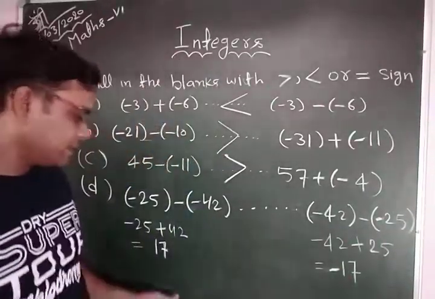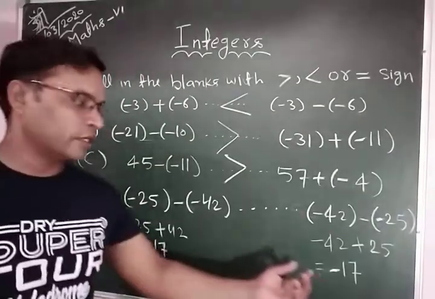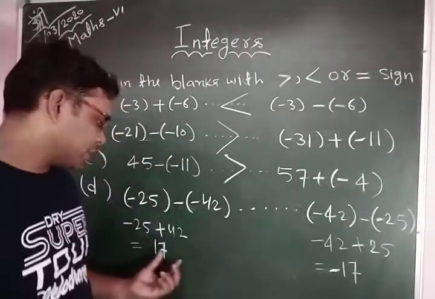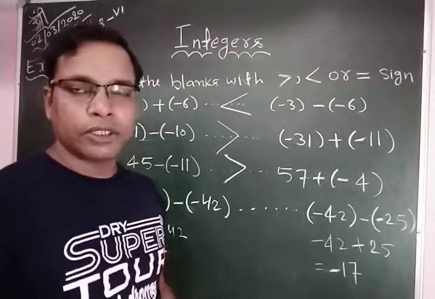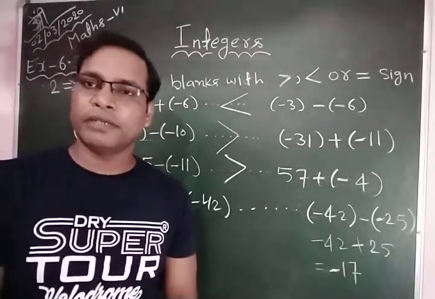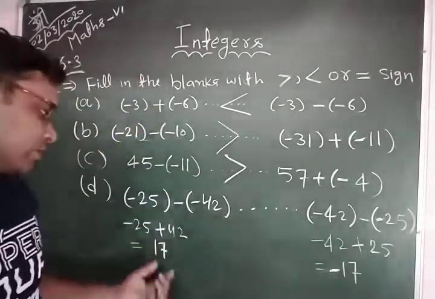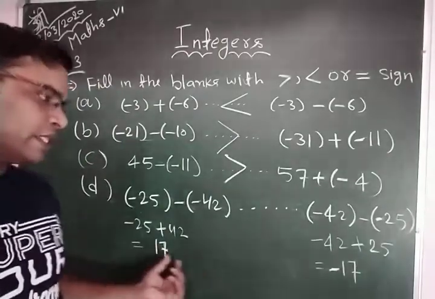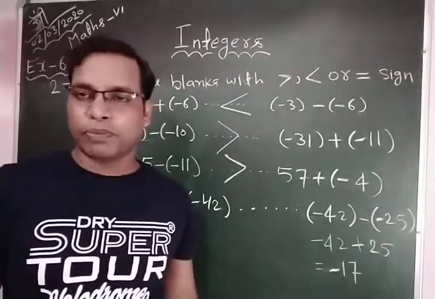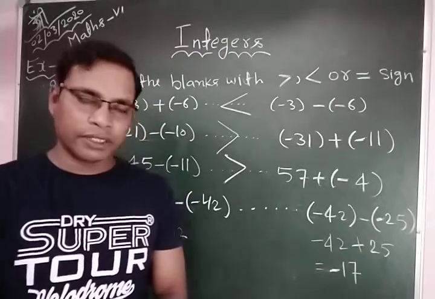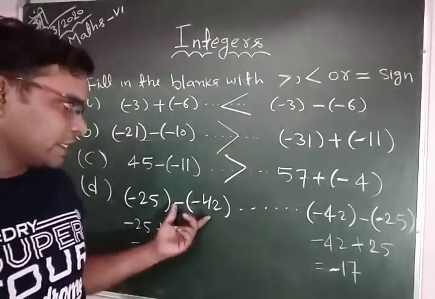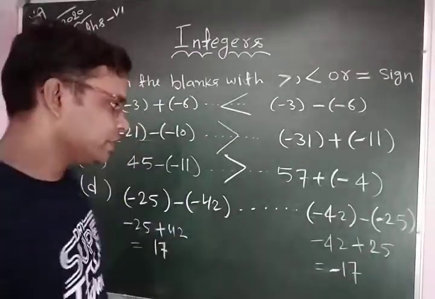So here you can see this is positive, this is negative, both have the same number, but this is a positive integer and this is a negative integer. So every positive integer is greater than every negative integer. Okay, so this is plus 17, this is minus 17. So plus 17 is greater than minus 17. So you can say this side is greater than that side. So use this symbol.